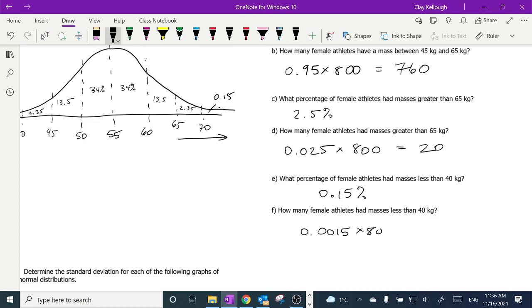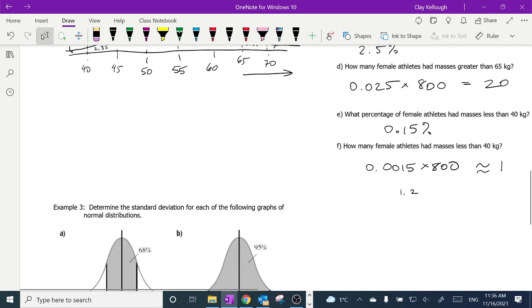0.0015 times 800. And that's actually, I believe, less than 1. 0.0015 times 800 is 1. Oh, no, it's actually just a little over 1. But I'd round that. How do you have 1.2 of an athlete? So I'd round that to 1. The actual decimal comes out to be 1.2 when you do the calculation. But we're talking about numbers of people, so I would just round to the nearest person. That would be the smart way to do that. Okay, so there's that one.